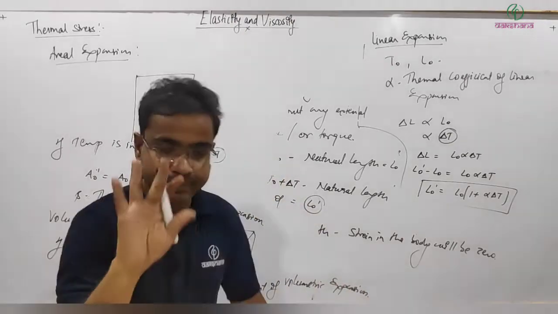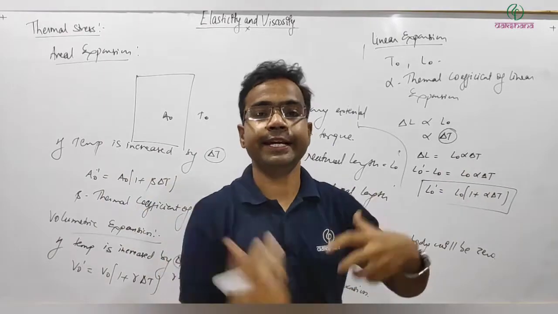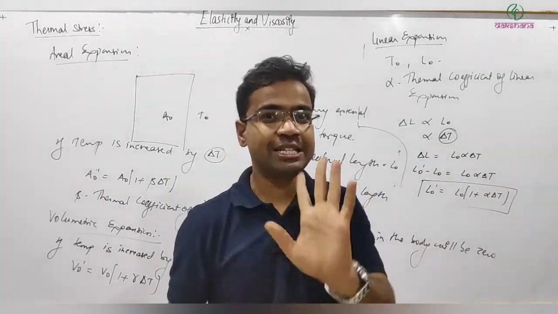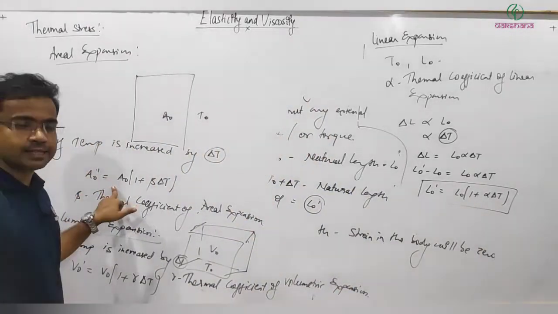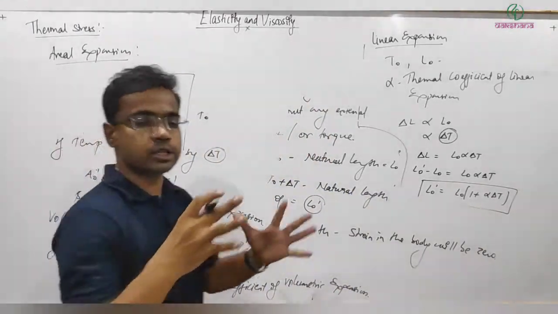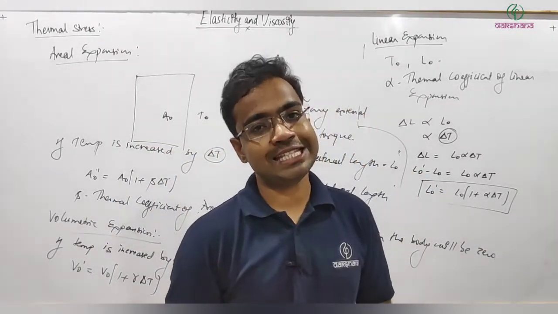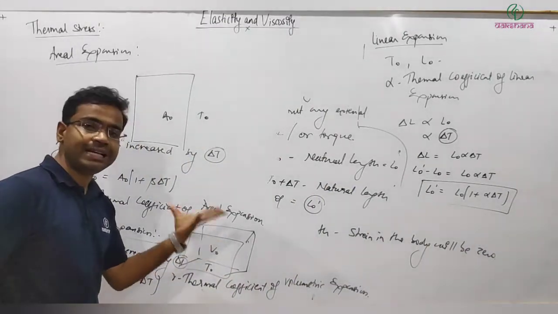Okay, so simple thing, if it is a linear body, one dimension, heating, that will expand. Two dimension, both will expand. That results in area expanding, so areal expansion can be directly written as this. Similarly, if a solid 3D body is there, on heating all three dimensions will change. That results in volumetric expansion, so its volume will increase.